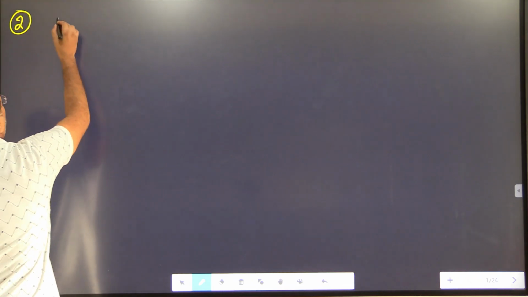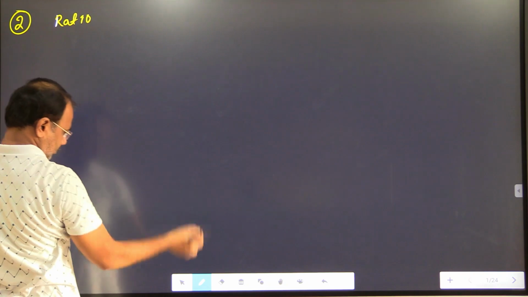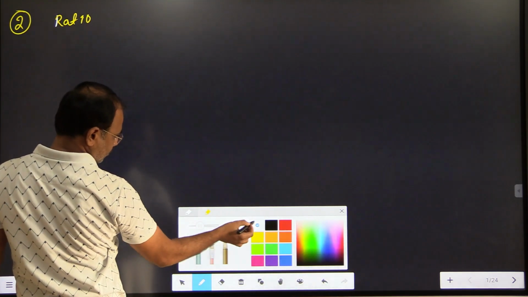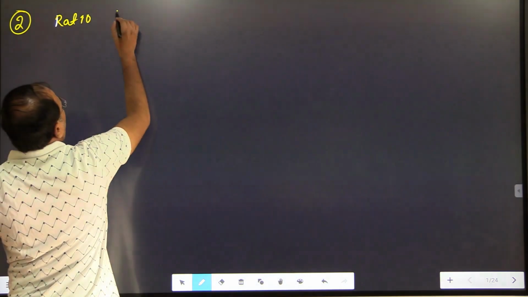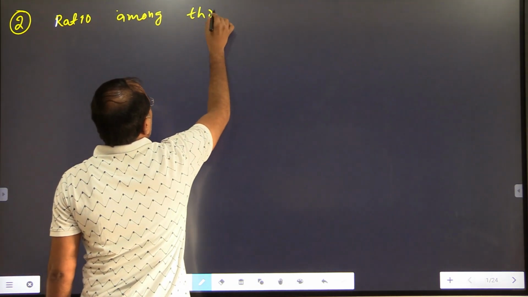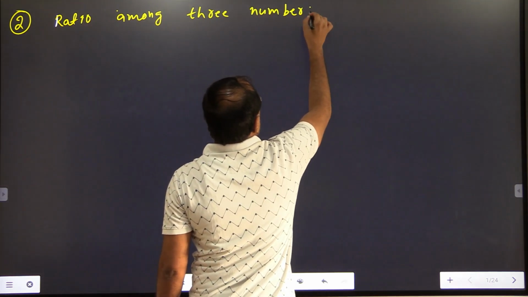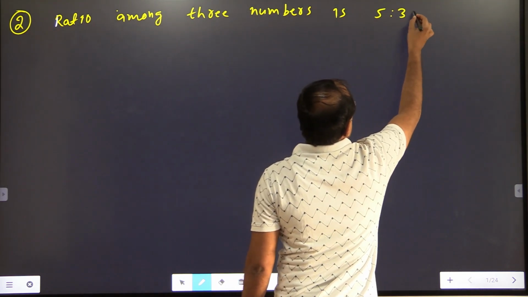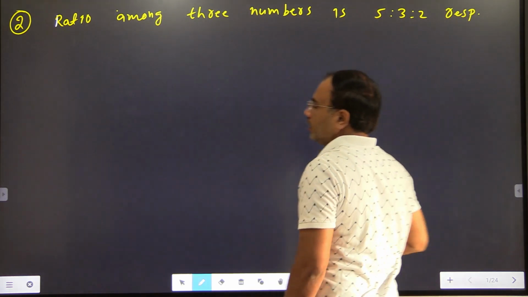Next question. Ratio among 3 numbers. Take 3 numbers. Ratio among 3 numbers is 5:3:2 respectively.